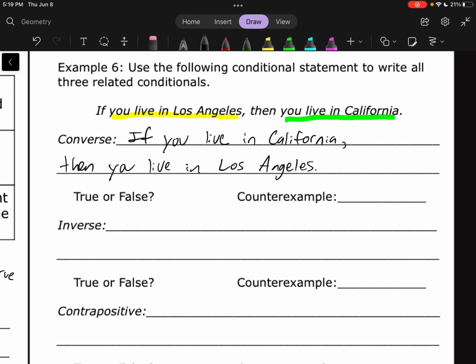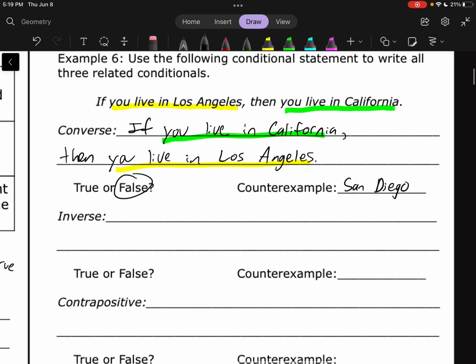And notice here, of course, California is now up front. Los Angeles is in the back. Is that true or false? That's definitely false. You could live in San Diego, right? If you live in California, you don't have to live in Los Angeles.